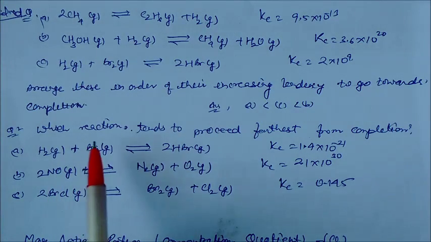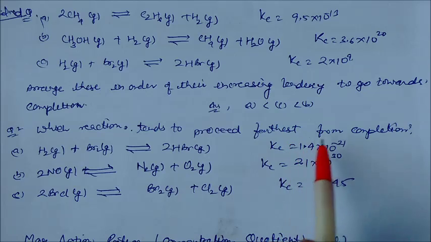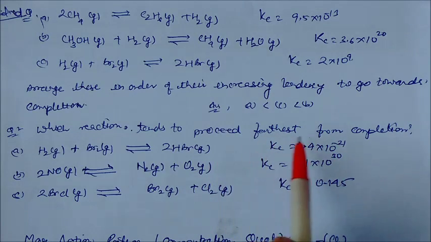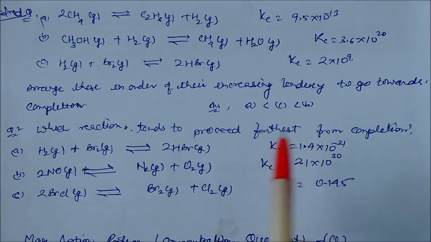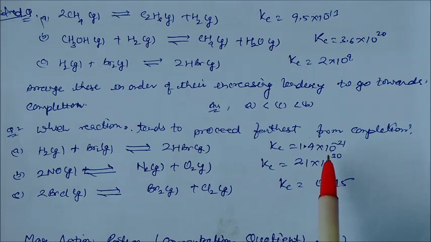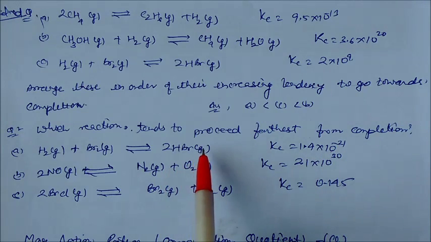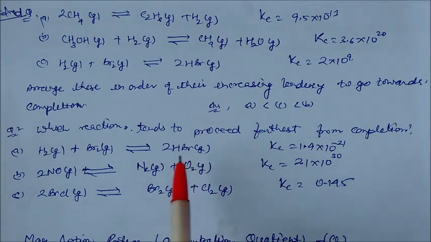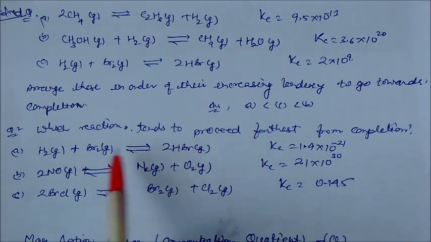Similarly, which reaction tends to proceed farthest from completion, meaning it is not completing at all? Three reactions are given. The values are 10 to the power minus 21, 10 to the power 30, and 0.145. One is more than 1, and one is very much less, even less than 10 to the power minus 3. So definitely this reaction will not complete at all, and the reactants will remain as they are. So this reaction is probably our answer.